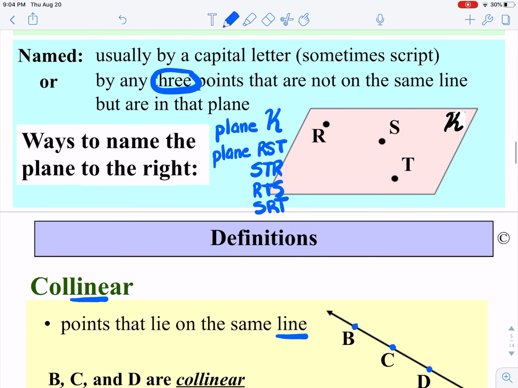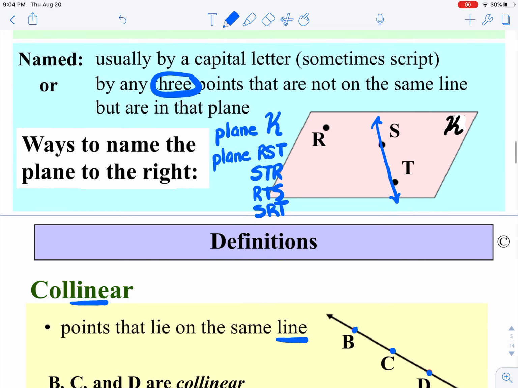So going up here, R, S, T, they are not collinear. S and T could be collinear, meaning they could be on the same line, or R and T can be on the same line, but not all three of them the way that they are lined up there.